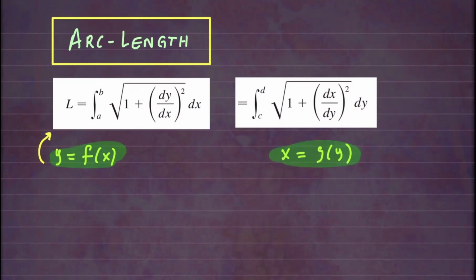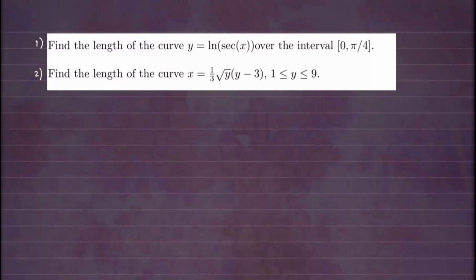Let's take a look at two examples, one for each. For the first problem, we're going to find the length of this curve, which is a function of x. Remember, y is isolated. We're defining y in terms of x over this interval, and those are the bounds of integration, our limits of integration.